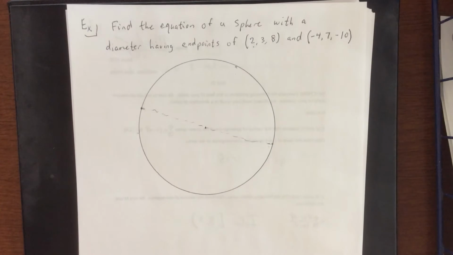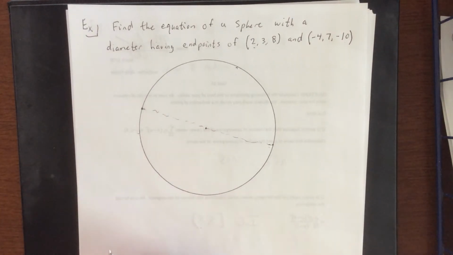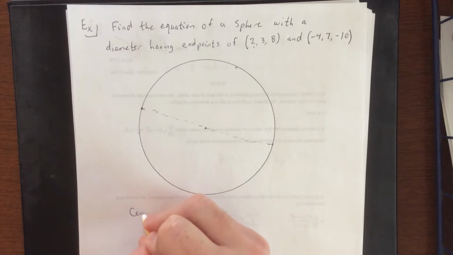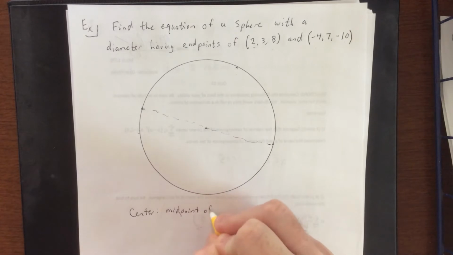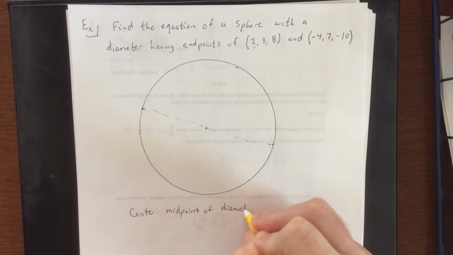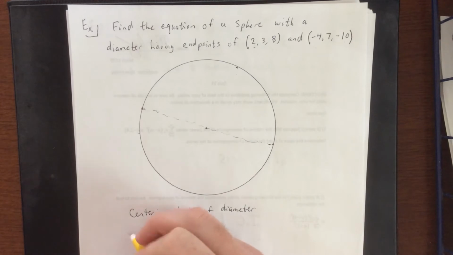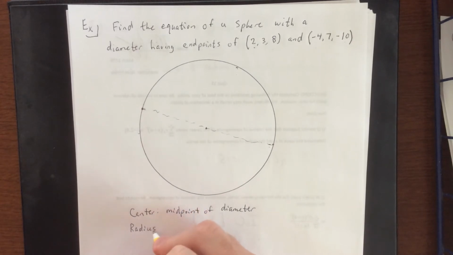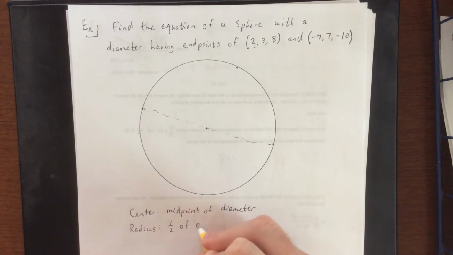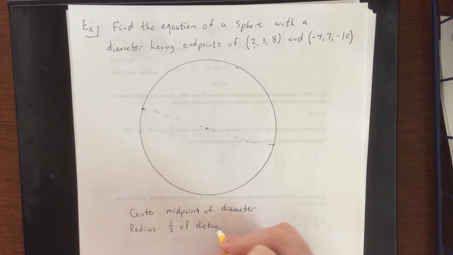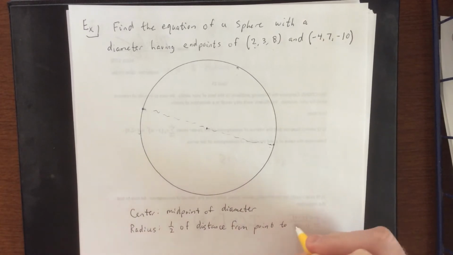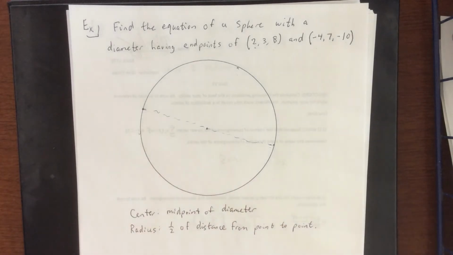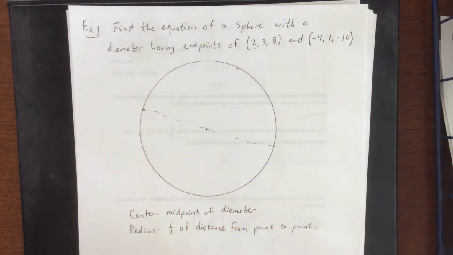So by this, what we're going to try to do is say that the center is going to be the midpoint of the diameter, and that'll be how we get our A, B, and C. And then the radius is going to be 1/2 of the distance from point to point. So we'll apply the distance formula to figure out the distance between these two ordered triples, and then we'll take half of that to be our radius.